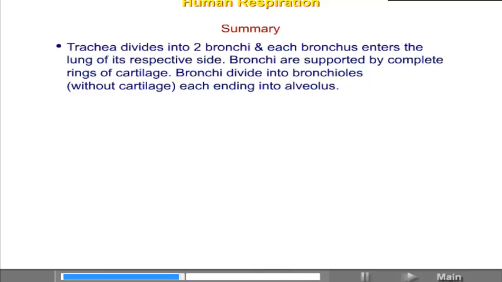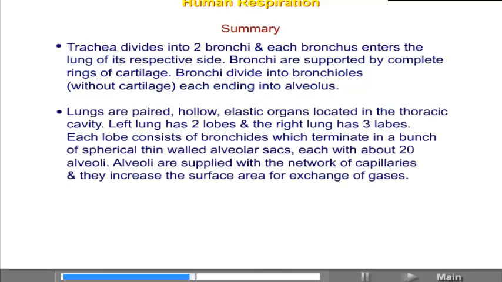Bronchi are supported by complete rings of cartilage. Bronchi divide into bronchioles without cartilage, each ending into alveolus. Lungs are paired, hollow, elastic organs located in the thoracic cavity. Left lung has two lobes and the right lung has three lobes.